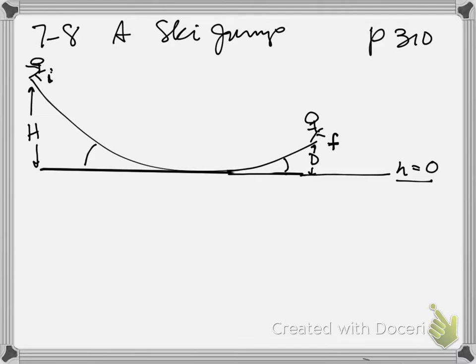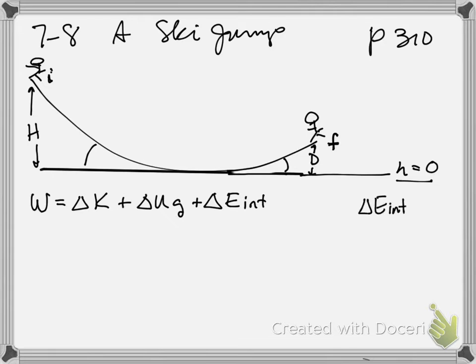So we know from the work-energy theorem that any work done on the skier is equal to his change in kinetic energy, plus his change in gravitational potential energy, plus the change in his internal energy. Now we're told in the problem that we can ignore friction and air resistance, and so that's really telling us that we can set internal energy equal to 0.